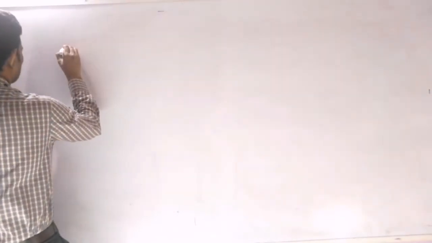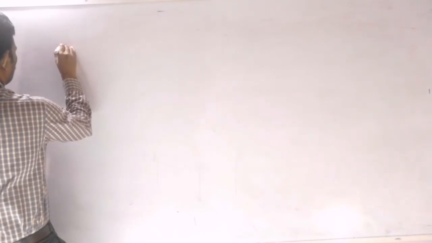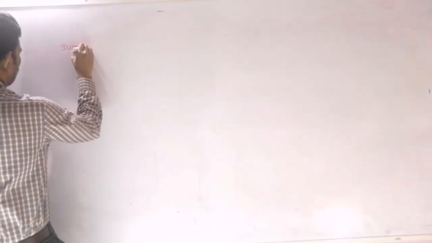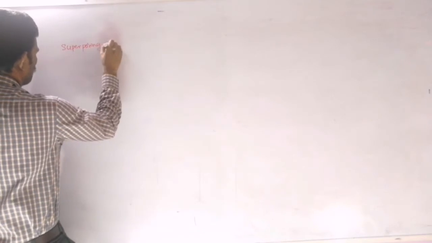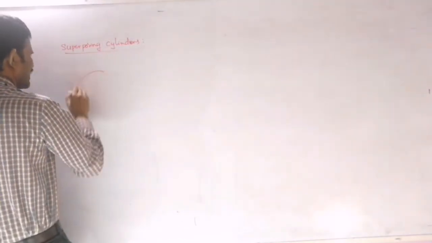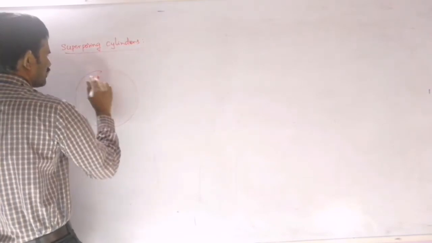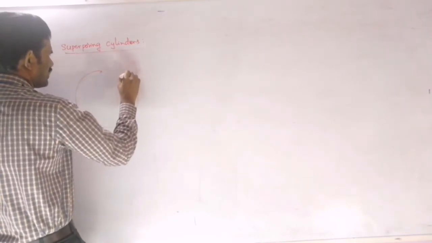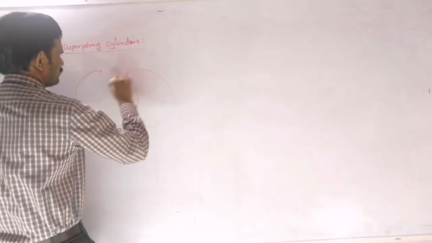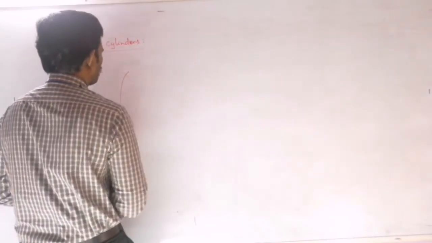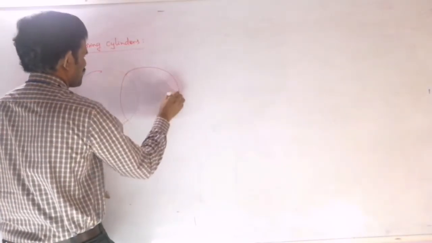And so now let us assume the superposing cylinders here. We assume two cylinders are superposing on each other, and so we need to calculate the magnetic field in that superposing area. So these are the two identical cylinders here. These two identical cylinders are superposing on each other. So we need to find this magnetic field in this superposing area.